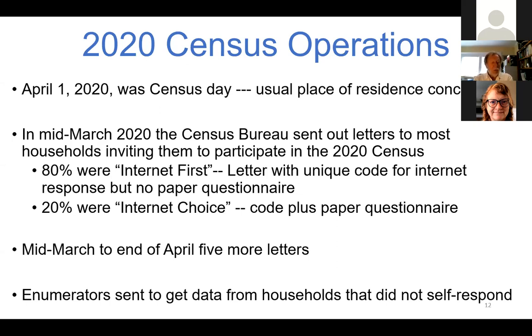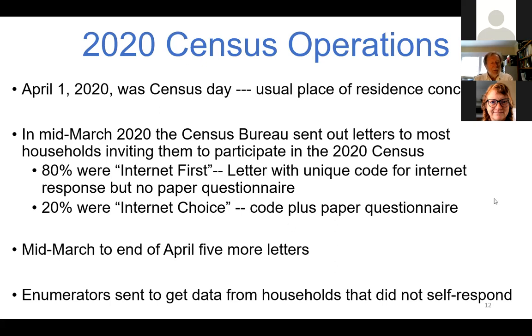And there were no paper questionnaires with those 80%. People were pushed to use the internet. For 20% of the households, they called it Internet Choice, where there was a unique code like the 80% first, but also included a paper questionnaire because they were worried that a lot of those households in that 20% would not be able or would not respond by internet. They wanted to get the paper questionnaire out to them first.